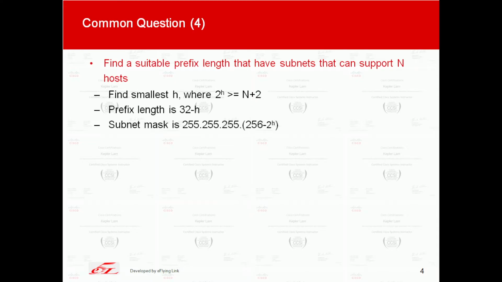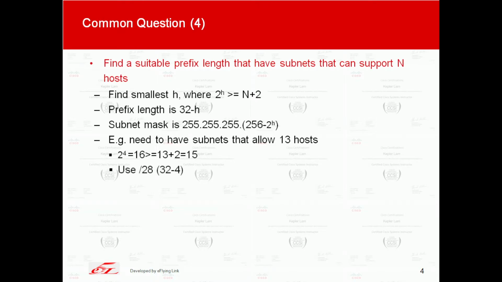Let's see an example. Say if you need to accommodate 13 hosts into a subnet, then 2 to the power 3 is not enough, but 2 to the power 4 is 16, which is greater than or equal to 13 plus 2, right? So that means h is 4 in this case.